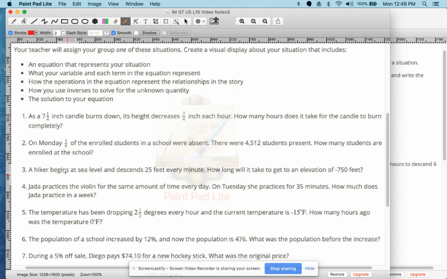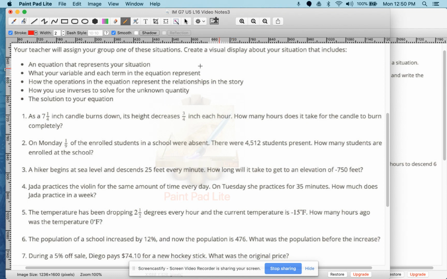You can choose whichever one you'd like, but I need you to show me all of the steps. So the first one says, as a 7 1/4 inch candle burns down, its height decreases 3/4 of an inch for every hour. How many hours does it take the candle to burn completely? Well, let's take a look.